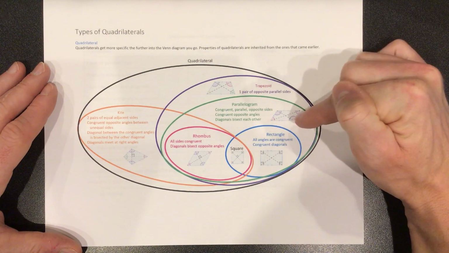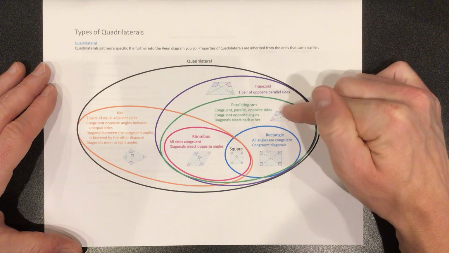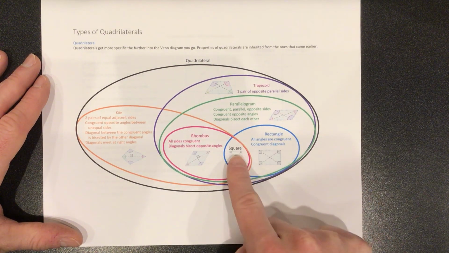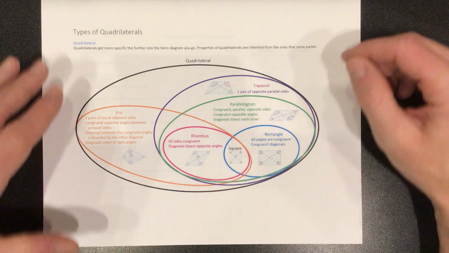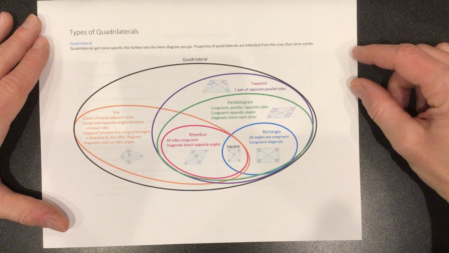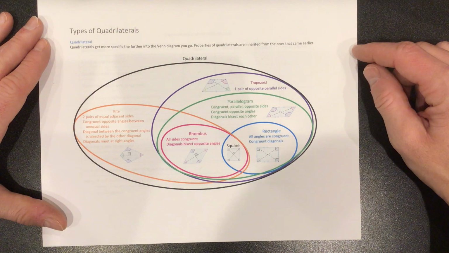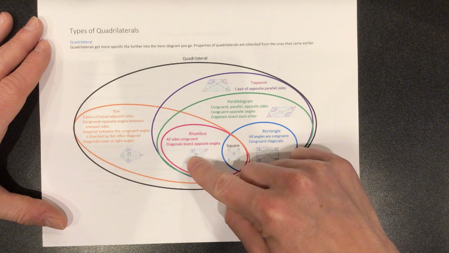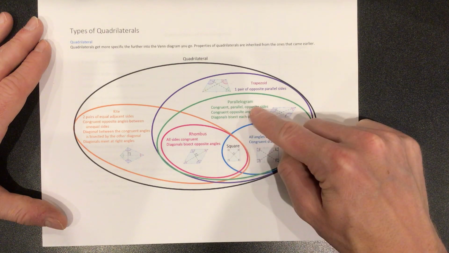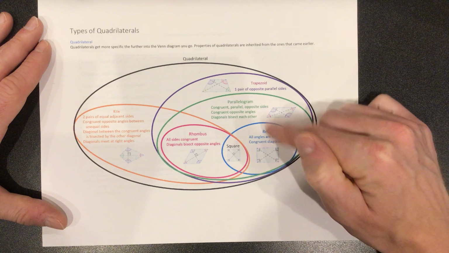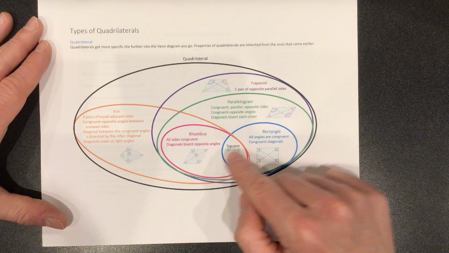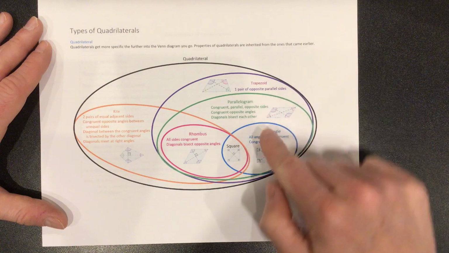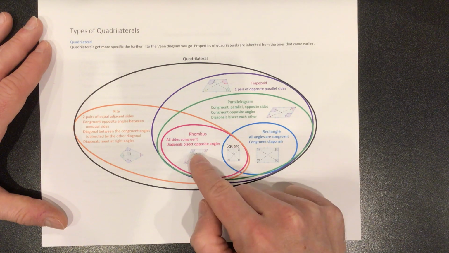Remember, not every parallelogram is a rectangle, not every parallelogram is a square, not every parallelogram is a rhombus. These have very specific, more detailed characteristics about them than just a general parallelogram. But all rhombi are parallelograms, all squares are parallelograms, all rectangles are parallelograms. In fact, all squares are rectangles, and all rectangles are parallelograms. But not all parallelograms have these specific characteristics.